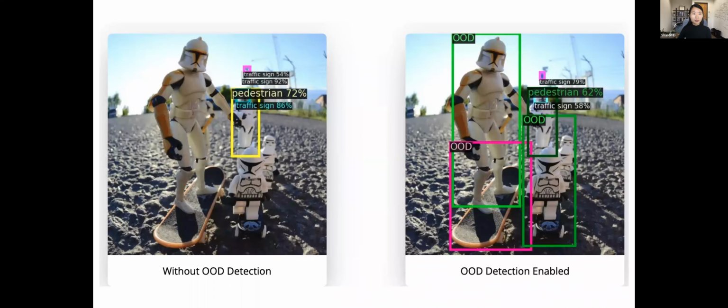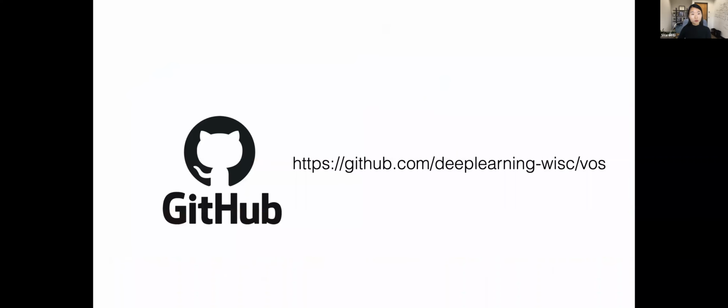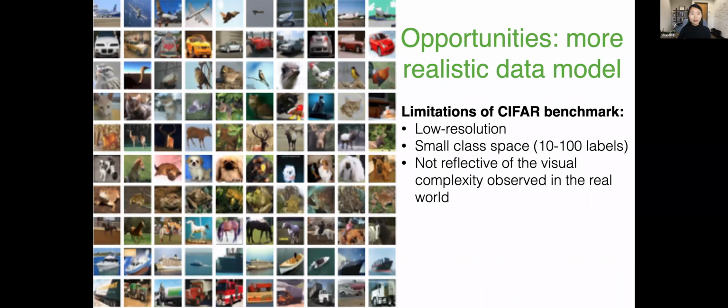And here's another example where we show that this stormtrooper can be successfully detected with VOS on the right-hand side. Again, this is with respect to a model trained on the BDD dataset. And our work is open sourced. Here is the GitHub link if you're interested in building further on top of this. So I think I have a few minutes left.